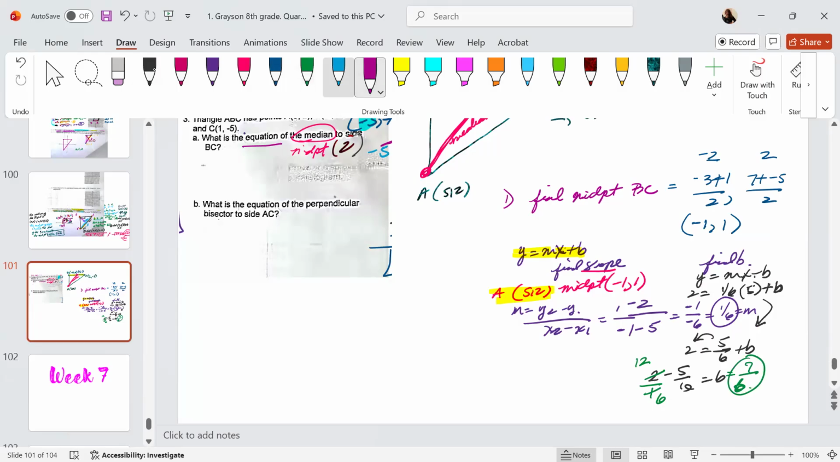So then your equation for this one is y is equal to the slope x plus the y-intercept, which is 7 over 6. That's your answer. Do you see that? Okay, I'm going to pause. I'm going to have you try that on your own.